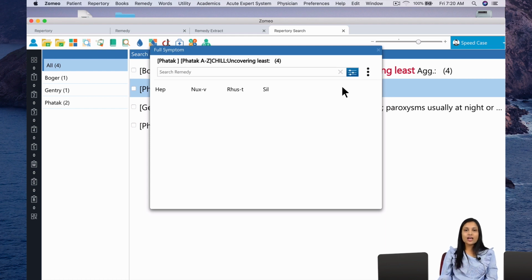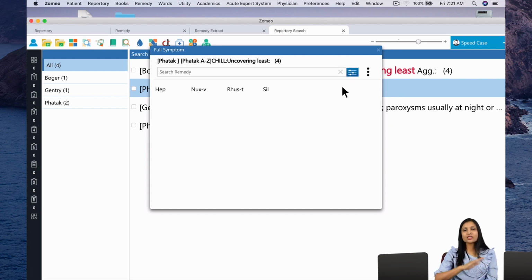In the case of Rhus tox, even if there is a chilliness, there is also a lot of restlessness. They are physically very restless people because they have a sore sensation in their body.